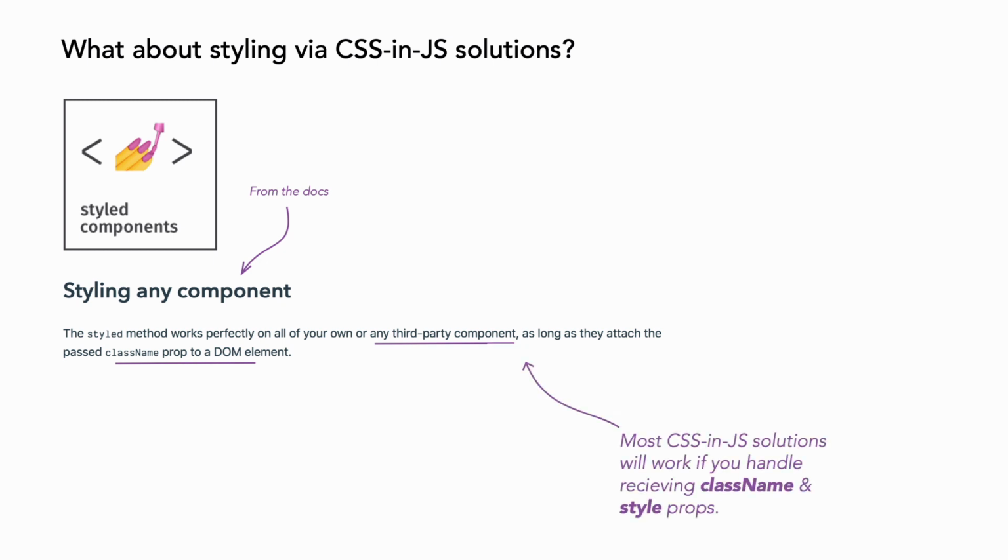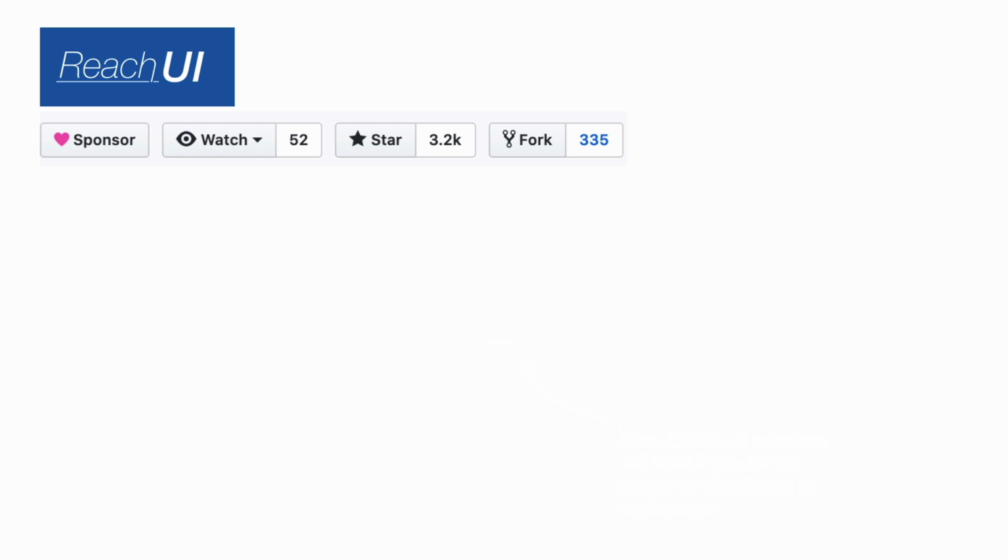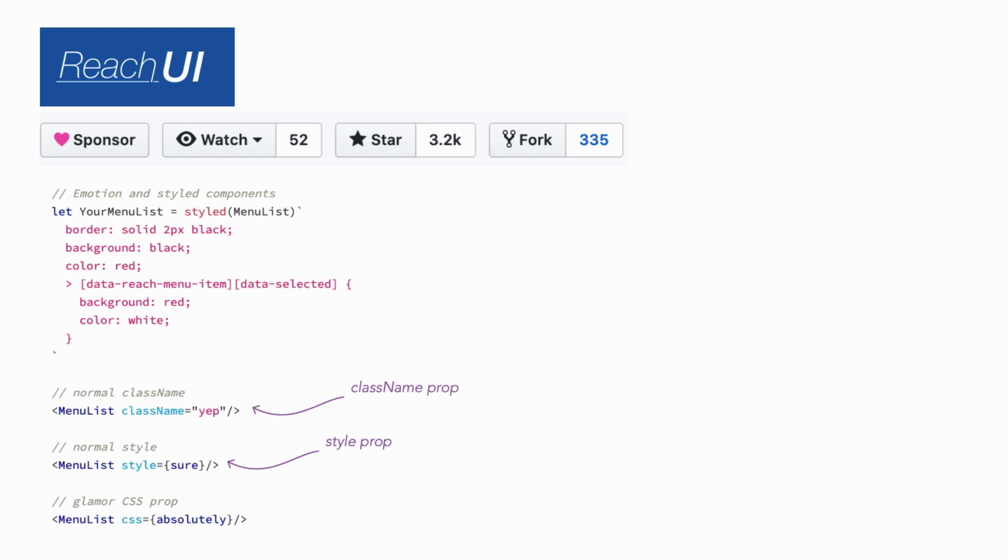Great. So now let's take a look at what Reach UI does, which is the library we took a look at earlier, which contains a lot of components to make UI building more accessible and easy to work with. Here's an example from Reach UI. You've got this menu list component, and as you can see, it can be styled with a class name prop. Great. It can be styled with a style prop. Perfect. And if you're using styled components or emotion, it works perfectly. And if you're using glamour as well, it works perfectly.